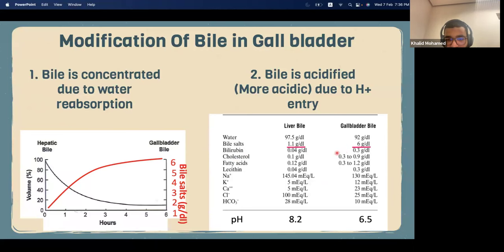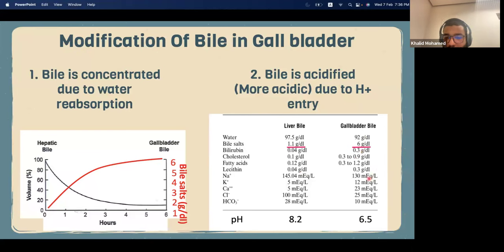And if you look over here, the bile salt concentration in the gallbladder is much, much more than the bile salt concentration in the liver. Okay, and now we know why. So this is a high yield concept. They're probably going to ask you about the differences between the bile in the gallbladder and the bile in the liver. Okay, and then we'll also see that sodium is more in the liver bile than the gallbladder bile.